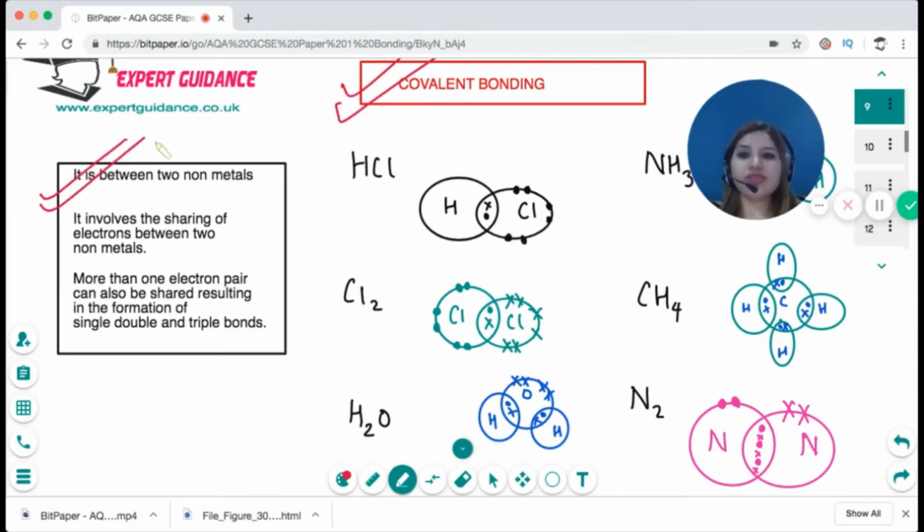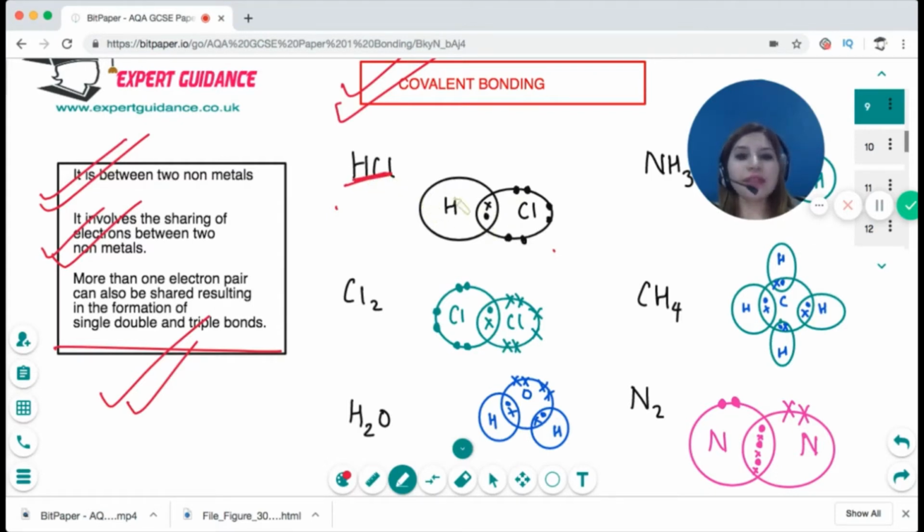It is between two nonmetals. It shows the sharing of electrons. If more than one electron pair gets shared, it will become a double or a triple bond. Now what you do is you draw the circle, draw the outer electrons, one with a dot, one with a cross, and see how many electrons both need to gain a full outer shell and share that in the middle.